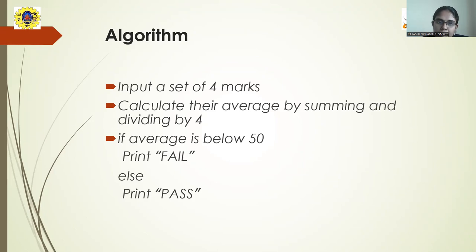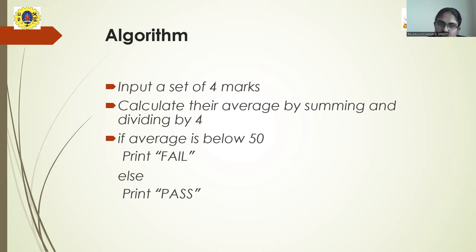Next, what you have to do? I have written: input a set of 4 marks. This is your first step. What will be the next step in the sequence? You have to calculate the average. How do we calculate the average of these 4 numbers? First, you have to sum these 4 numbers, correct? You have to add these 4 numbers and divide the added value by 4. Since the total number of subjects considered here is 4, you have to divide the sum by 4. So the second step is to calculate the average by summing and dividing by 4.